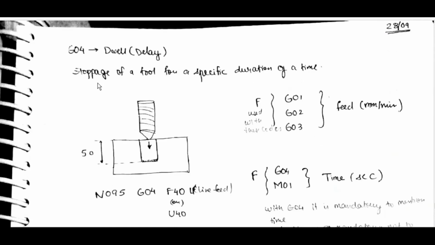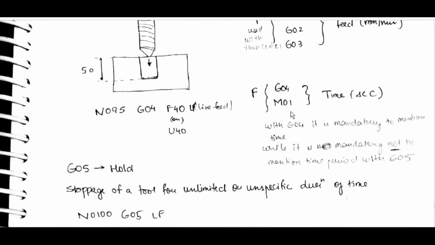G04 is dwell or delay: stoppage of a tool for a specific duration of time. G01, G02, G03 use F, which is feed per minute. G04 M01 F time in seconds. With G04 it is mandatory to mention the time, while it is mandatory not to mention a time period with G05.